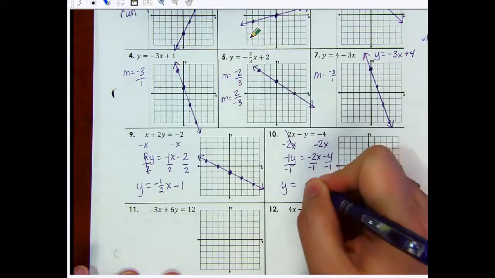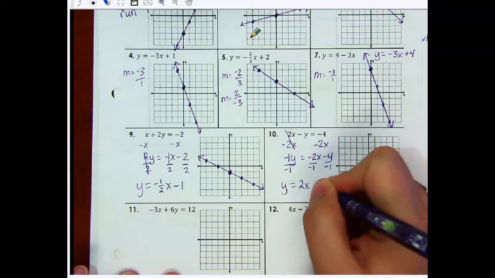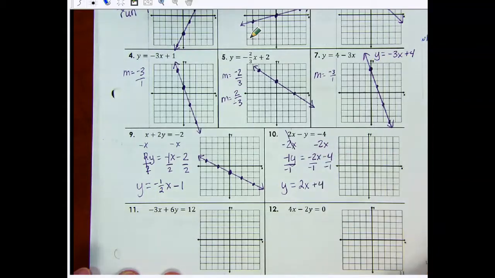Negative 2x divided by negative 1 is just positive 2x. And negative 4 divided by negative 1 is positive 4. So you're going to change that to plus 4. And then that looks kind of similar to number 1 or number 4.